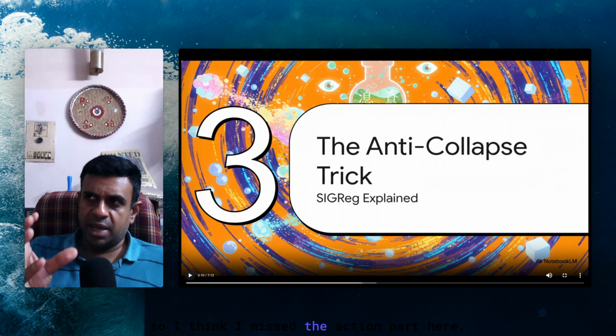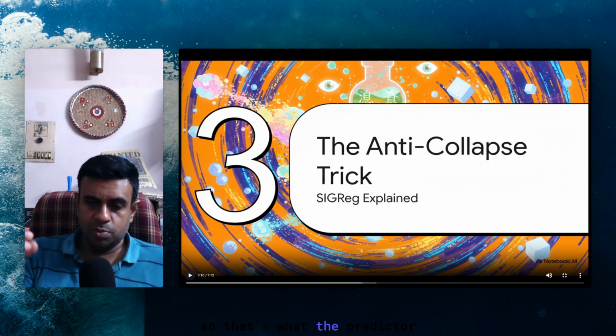Okay, so I think I missed the action part here. So there is also an action involved. That's what the predictor takes, this and the action, so that it predicts what could be the next action and the frame in the real world.